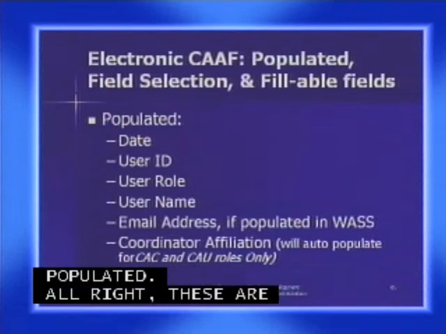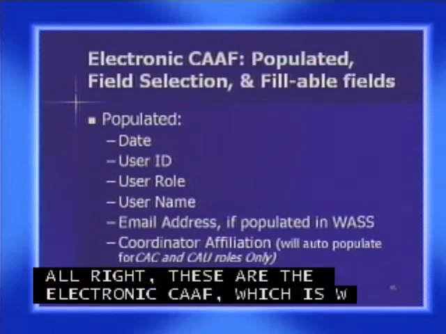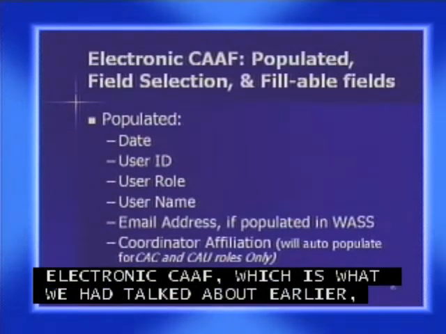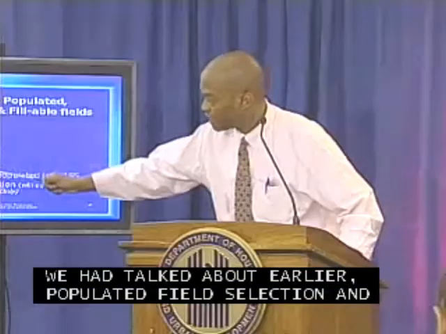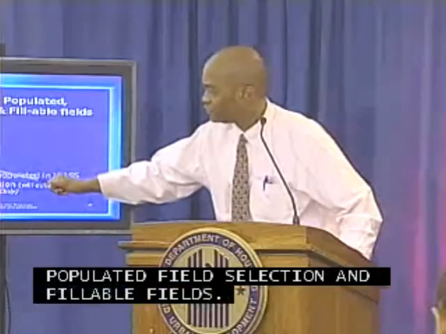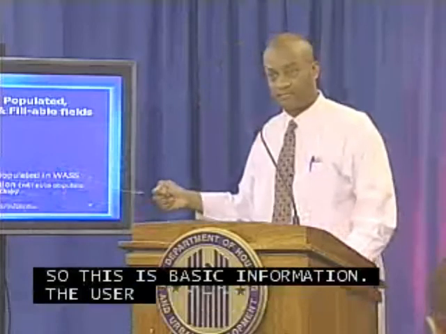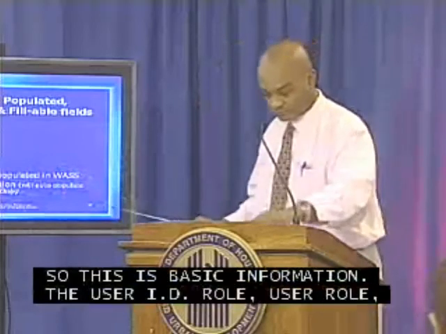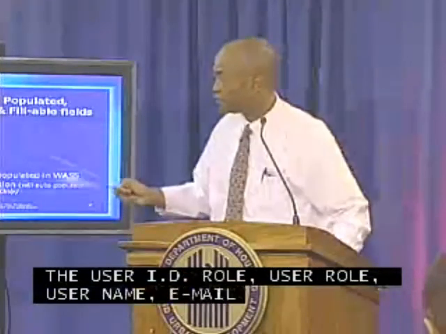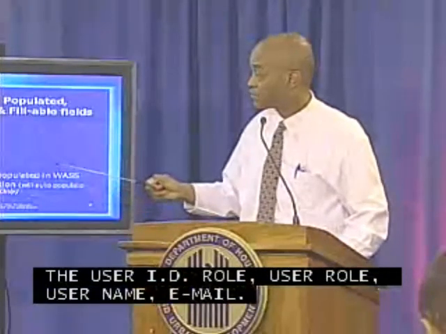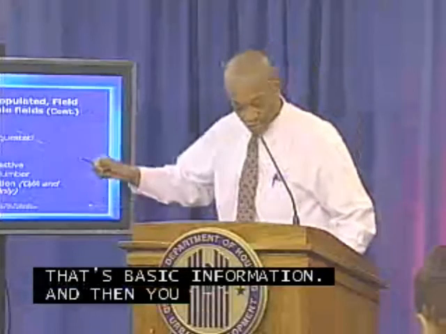Next one, please. Okay. Populated. All right. These are the electronic CAF, which is what we had talked about earlier. Populated field selection and fillable fields. Okay. So this is basic information: date, user ID, role, user role, username, email. That's basic information.